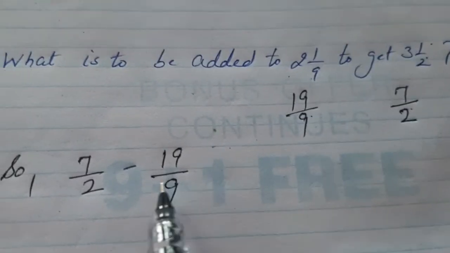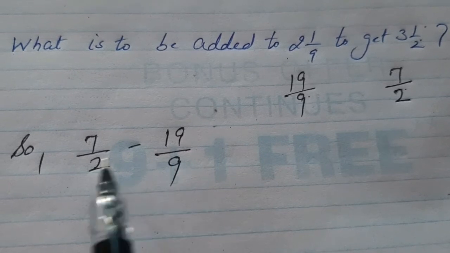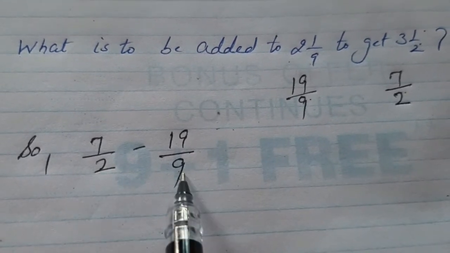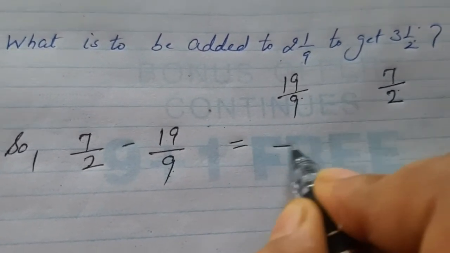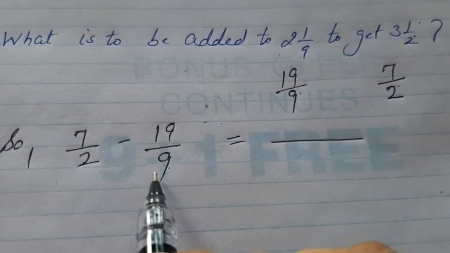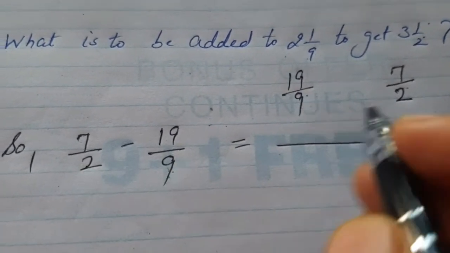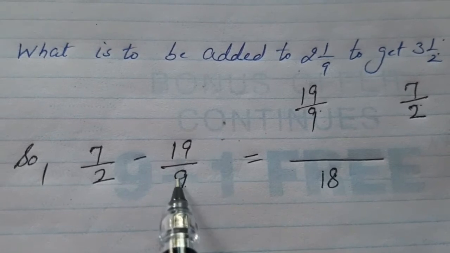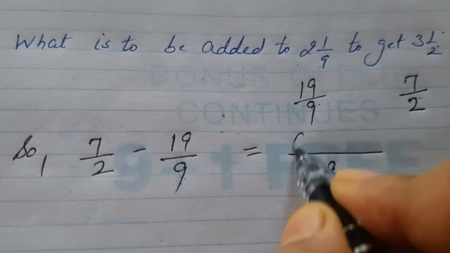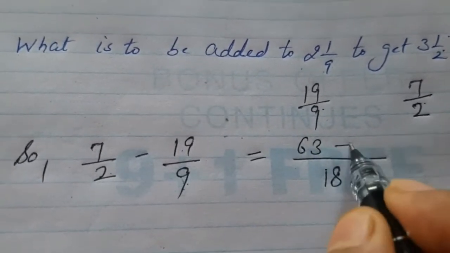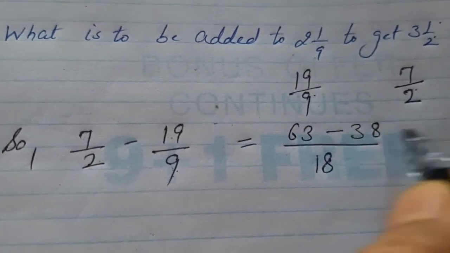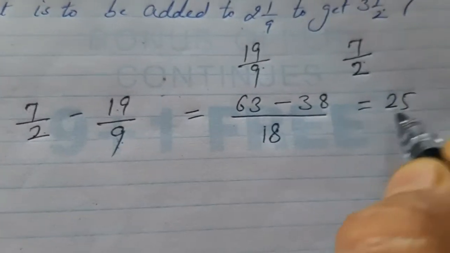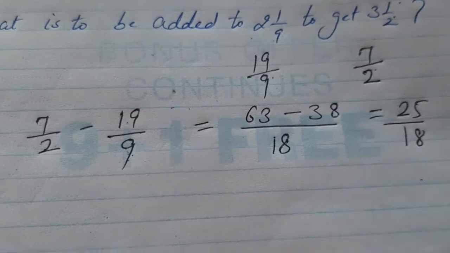Again let us take the LCM. LCM कोई भी co-prime numbers का उसका multiplication होता है. So LCM of co-prime numbers is the product of the numbers. 2 9s are 18. So we will just cross multiply. 9 7s are 63 and 19 2s are 38. So after subtraction we will get 25 by 18.